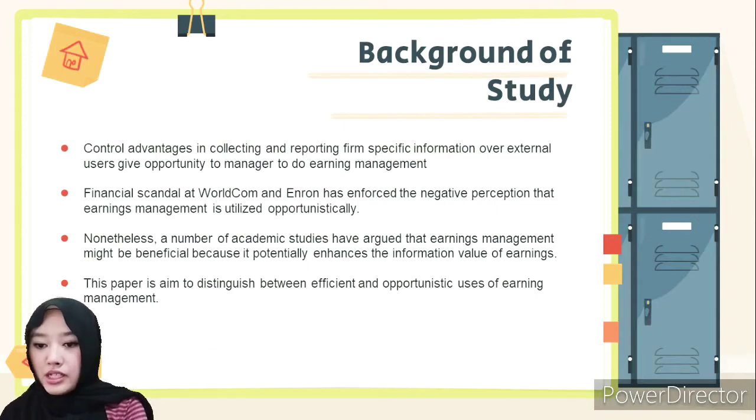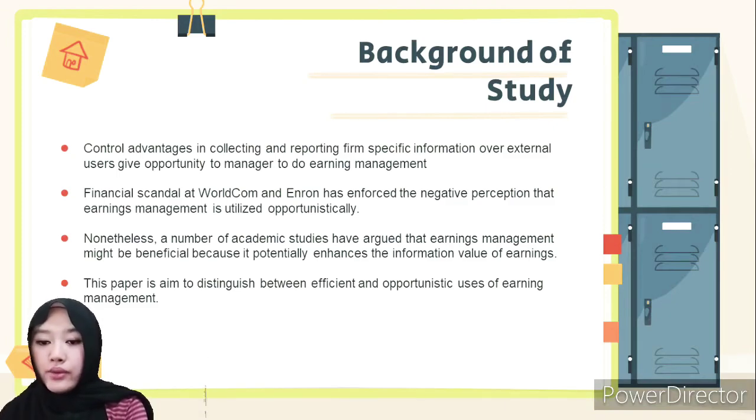A company is run by management, the party to which investors entrusted their capital. Given the control advantages in collecting and reporting the company's specific information over external users, usually called information asymmetry, when one party has more information than another party, it gives them the opportunity to present earnings in the manner most suitable either for the company or for themselves. It's commonly known as earning management.